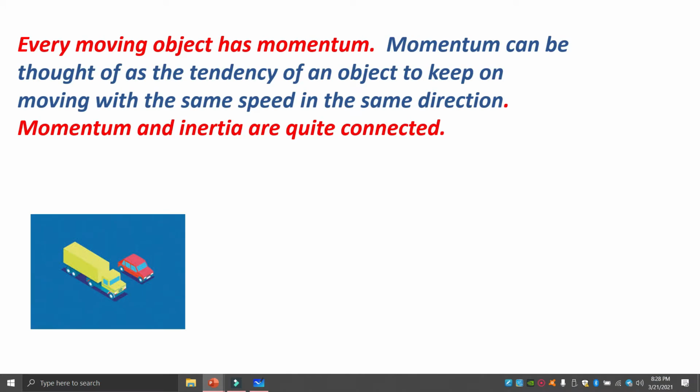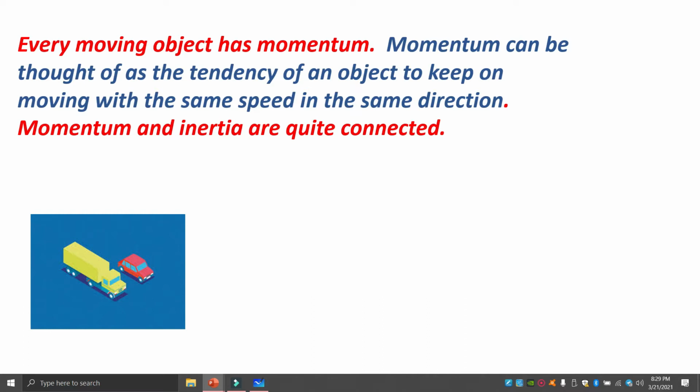So every moving object has a momentum. This one I already told you earlier. Any object, of course, has its own mass, so that one we cannot argue. And then the velocity depends on the movement of the object. So if it has a high velocity, it will have a high momentum. And momentum can be thought of as a tendency of an object to keep on moving with the same speed and the same direction.